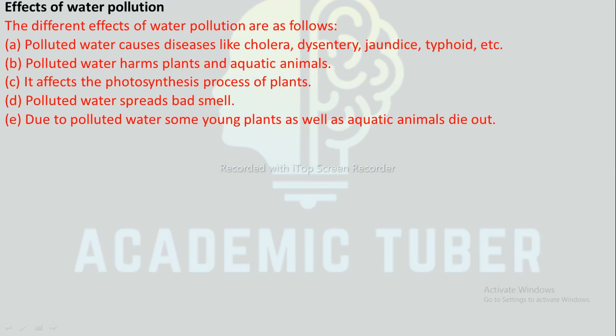Effects of water pollution. The different effects of water pollution are as follows. Polluted water causes diseases like cholera, dysentery, jaundice, typhoid, etc. Polluted water harms plants and aquatic animals. It affects the photosynthesis process of plants. Polluted water spreads bad smell, and due to polluted water, some young plants as well as aquatic animals die out.